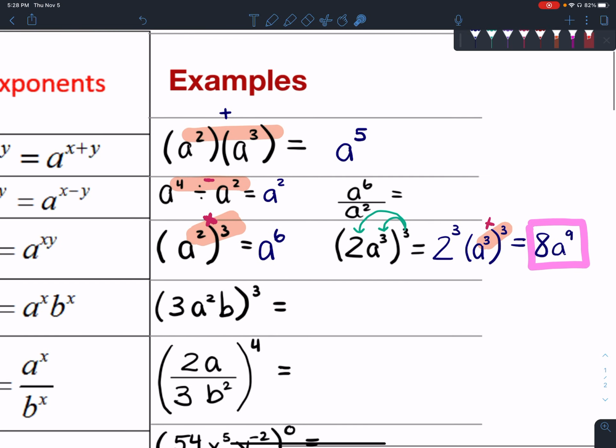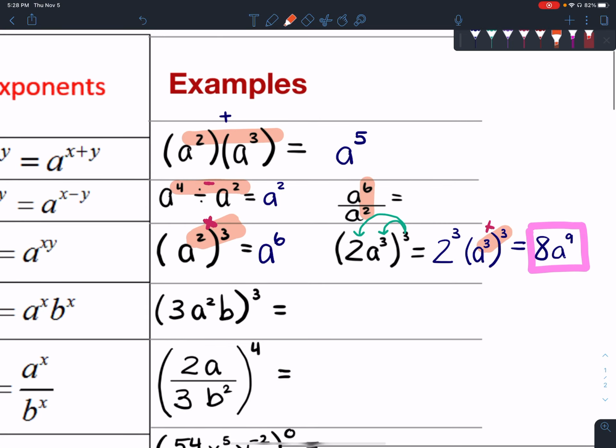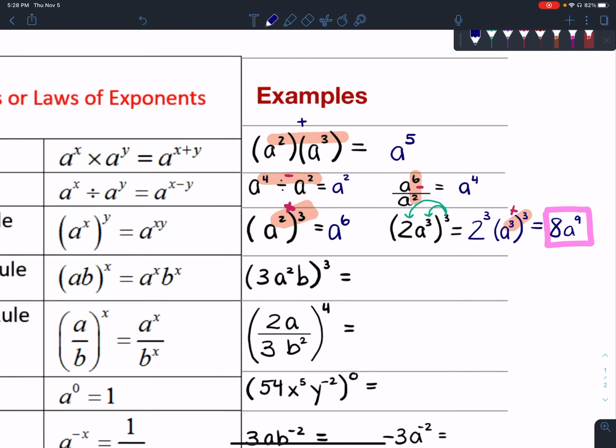A division can also be written like this as a fraction. And I find that the fractions are a little bit more visual because you can see I have 6 of them on top, I have 2 of them on the bottom, and you can kind of visualize that cancellation a bit better. But it's the same thing here that you are doing 6 minus 2, and you would get a to the 4 in this example.